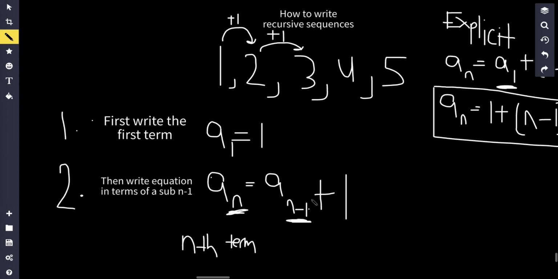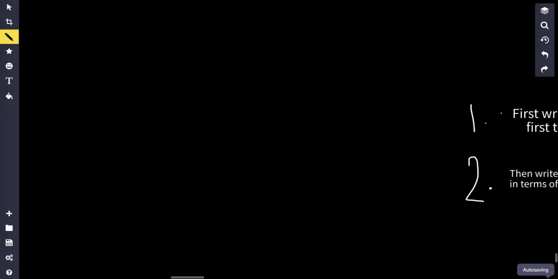So you just have to write it in terms of the previous term. What do you have to do from the previous term to get to the next term? That's what you should be thinking. So let's do another example.